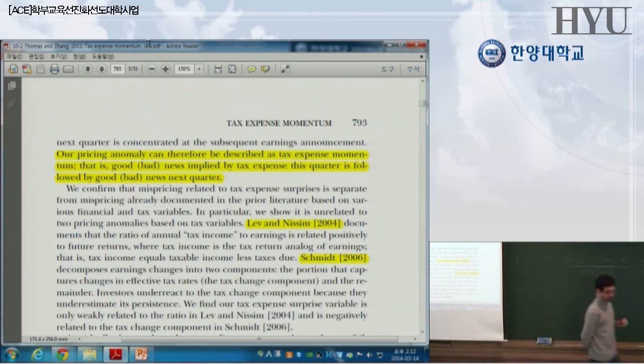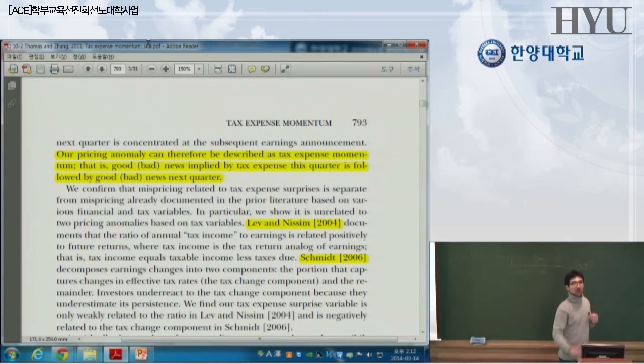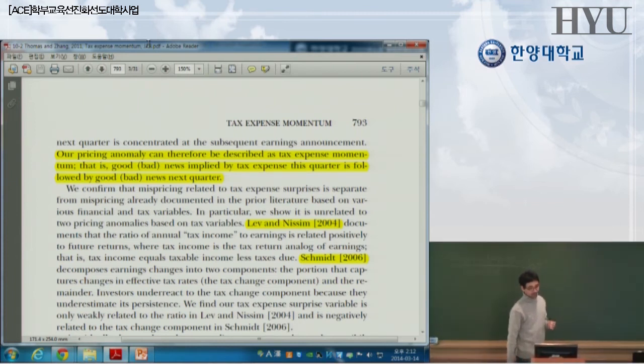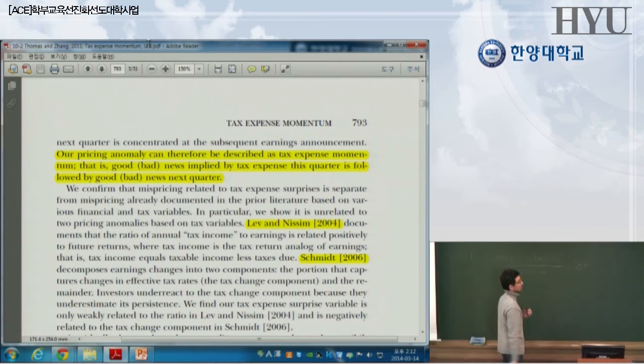And then Schmidt, 2006, this argument is exactly your argument. There is an effective tax rate, and tax management skill matters. So if there is more tax, it is actually bad news. But the authors of this paper argue that, well, that makes sense theoretically, but Schmidt made a mistake in data analysis. That's all we got before.